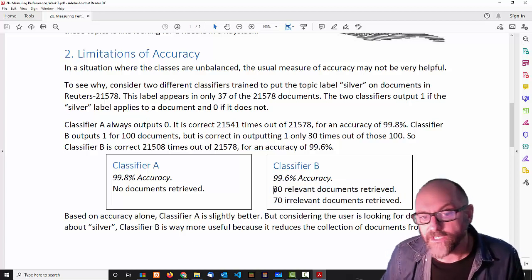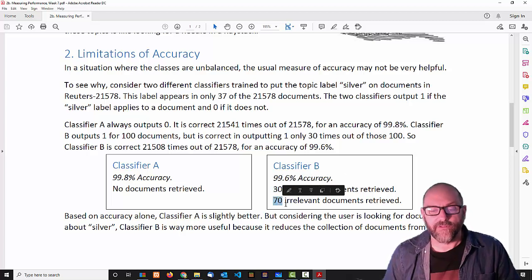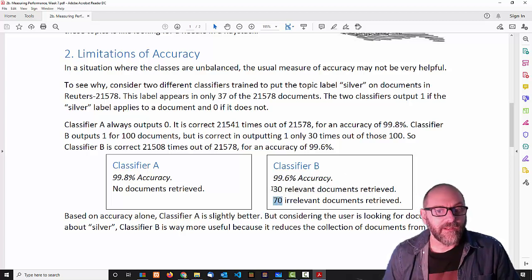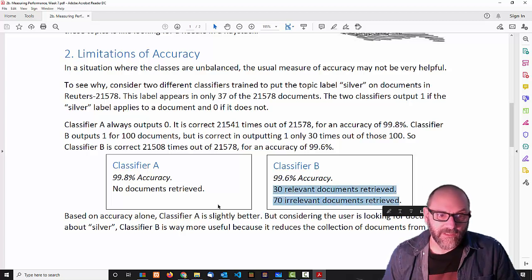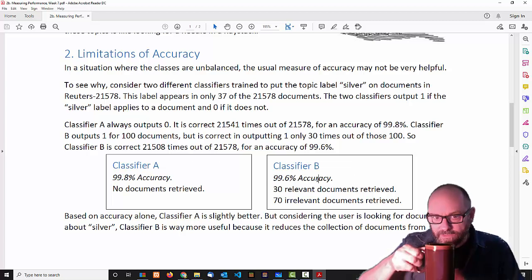It's actually found 30 of the 37 documents correctly. So it's missed 7 documents, and it's given us 70 that are not really relevant. But it's done a lot more work in some sense than this, and that work is not captured by the accuracy, because if you go by accuracy alone, this one looks better than that one. So I hope that makes sense.